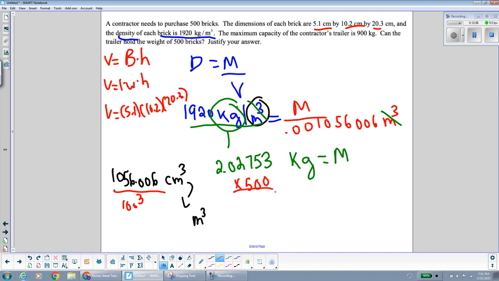So we're going to multiply the mass by 500. And I got 1013 point, this is approximately 766. But the trailer can only hold 900 kilograms. So 500 bricks definitely weighs more than 900 kilograms. It is over 1,000 kilograms. So the answer is no. The trailer cannot hold the weight of 500 bricks, and our work justifies that.